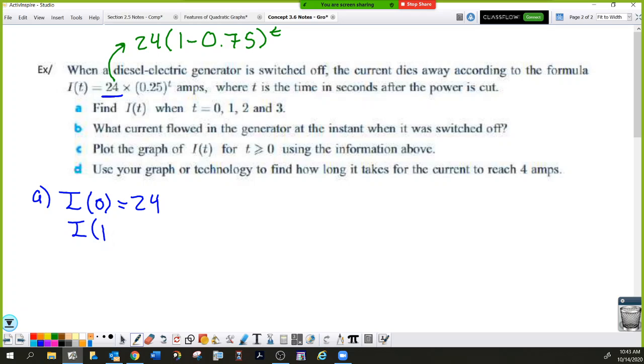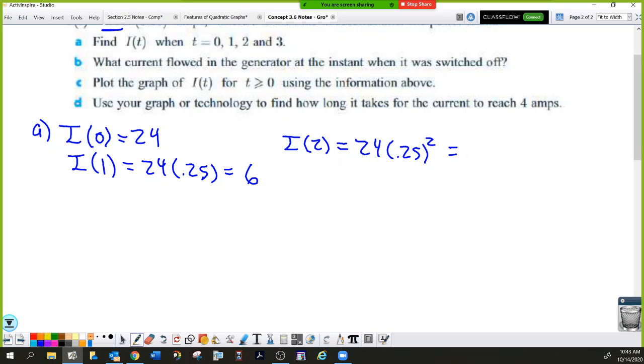When t equals 1, 24 times 0.25 means 1/4 of 24, which is 6. I of 2, the current after 2 seconds, is 24 times 0.25 raised to the 2. Grab your handy calculator, and you're going to get exactly 1.5.